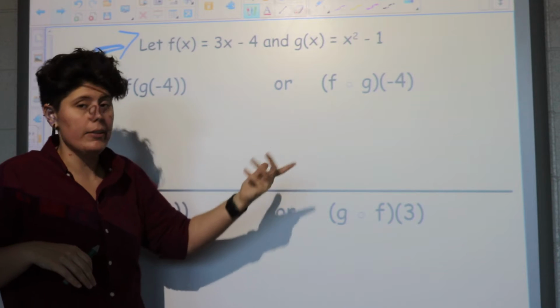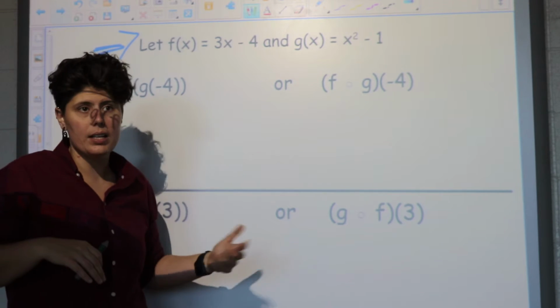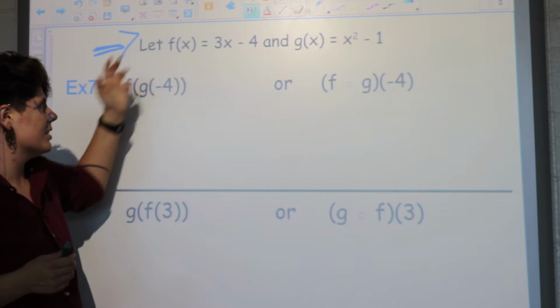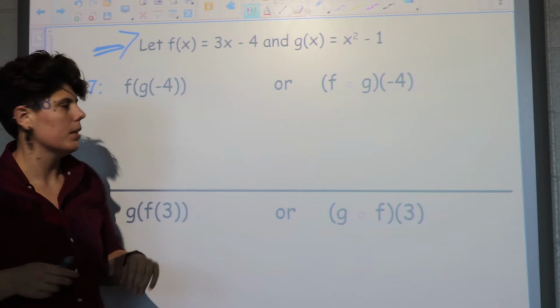And you could have a j of x, or an h of x, or a p of x, or a q of x. They can use any letter they want. The only one we typically don't use is x, because x of x would be confusing.